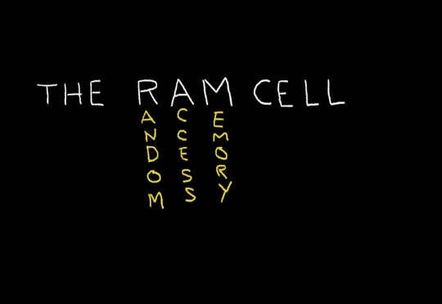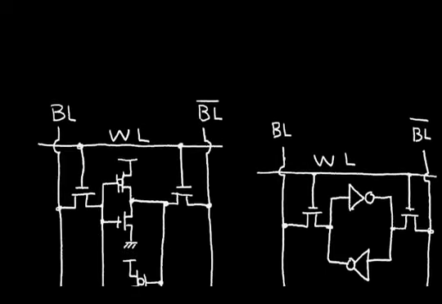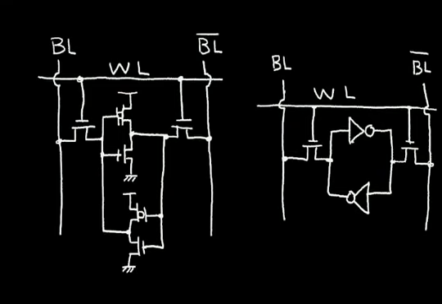So let's take a look at the basic 6-transistor static RAM cell. Now here I've shown two versions. The one at the right shows the inverter symbol, and the one at the left shows the same circuit, but all 6 transistors are drawn out.